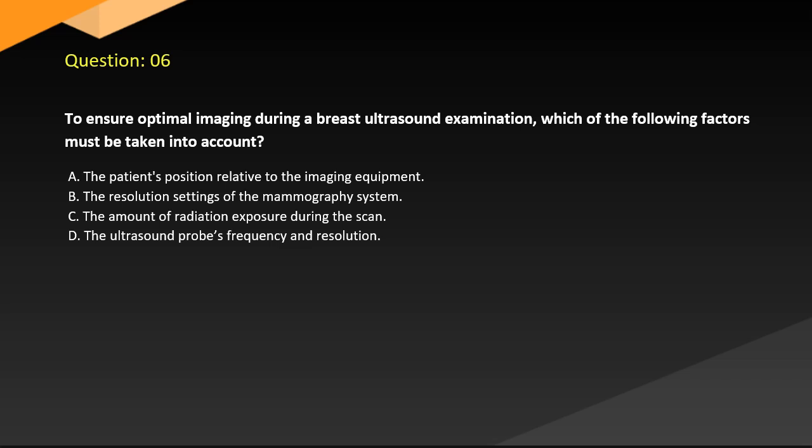Question 6. To ensure optimal imaging during a breast ultrasound examination, which of the following factors must be taken into account? A. The patient's position relative to the imaging equipment. B. The resolution settings of the mammography system. C. The amount of radiation exposure during the scan. D. The ultrasound probe's frequency and resolution.